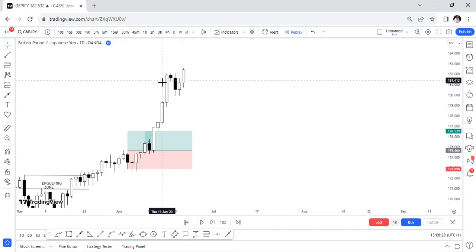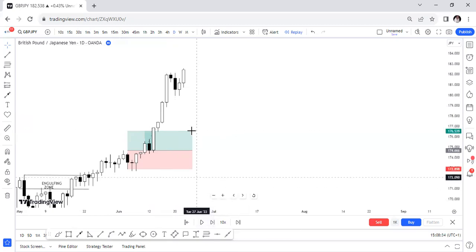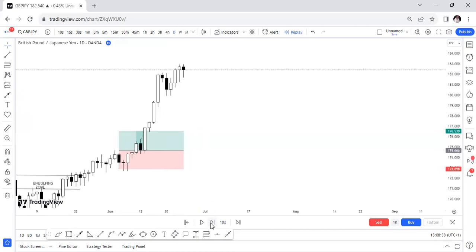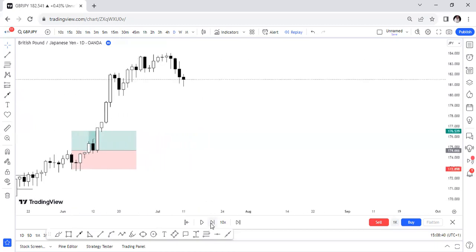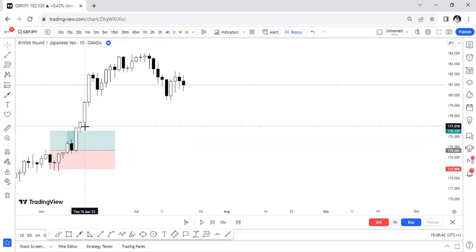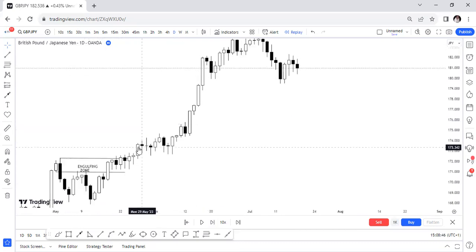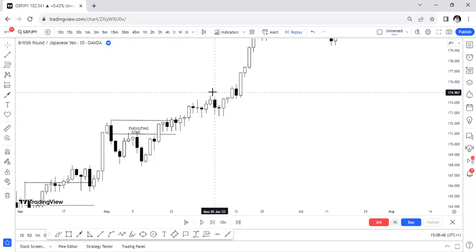So this is not a bearish engulfing because it does not cover this score. We only have a bullish engulfing. So that is how to trade your DC. Once you see a breakout of a failed engulfing, you take it. It's a breakout of it.